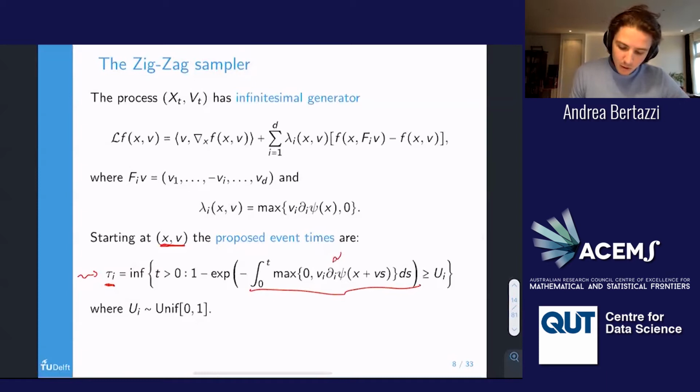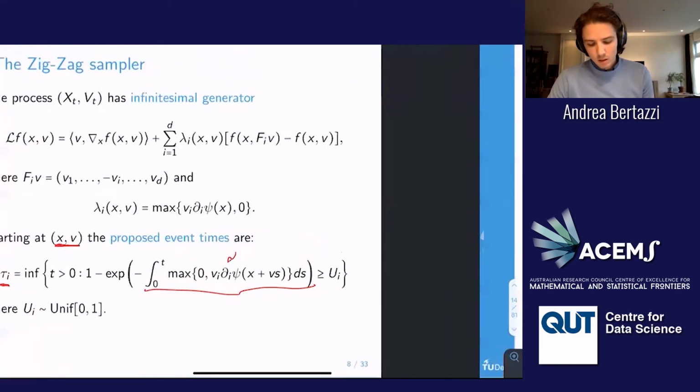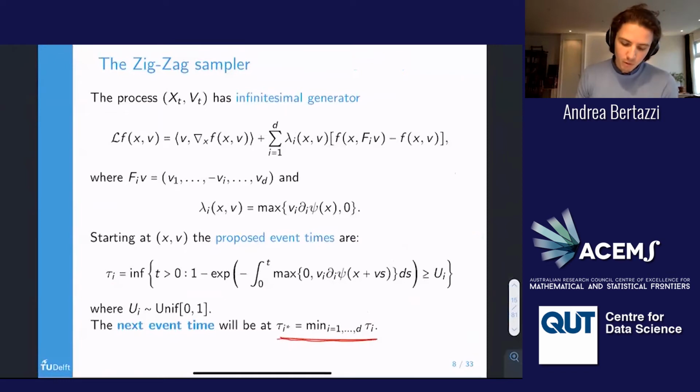It will depend on the partial derivative, on the ith one in this case, of the potential. And the potential can be anything in principle. So this is difficult to solve. And if we want to simulate the process, we will have to simulate these switching times. But assume we can do that, then we simulate them all, and then we take the smallest. And at that time, we will flip the i star component of the velocity, basically.